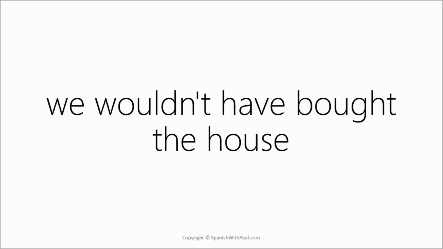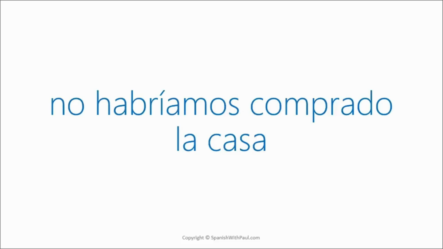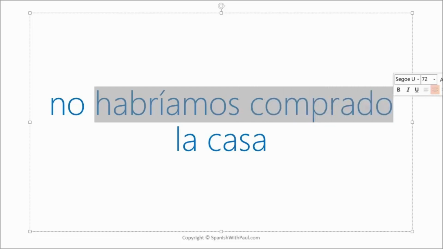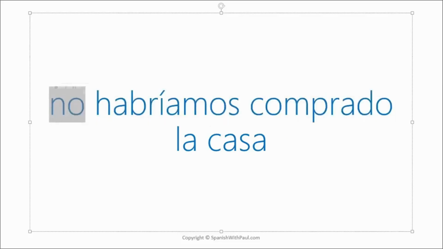What about this one? We wouldn't have bought the house. No habríamos comprado la casa. If we have, we would have, this is habríamos, we would have what? Well, in this case, it's we would have bought. Habríamos comprado. And to turn that into a negative, the other side, we wouldn't have, we just add in the no at front. So we wouldn't have bought, no habríamos comprado the house, la casa.